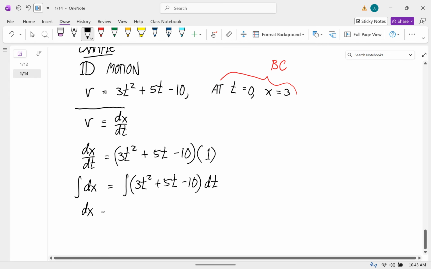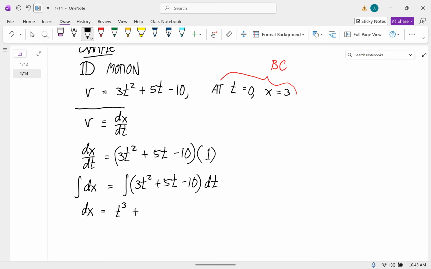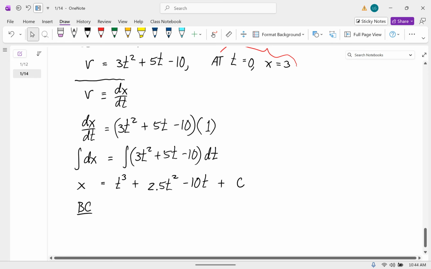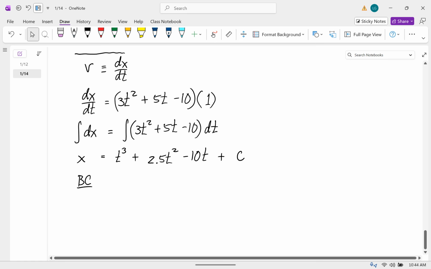So x is equal to t cubed plus 2.5t squared minus 10t plus our constant of integration c. There's the x here, right? Yep. Now we'll use the boundary condition to find that c. So the boundary condition says I'm going to plug 0 in for all the t's. I'm going to plug 3 in for all the x's.